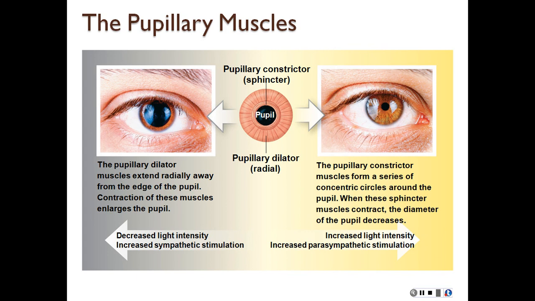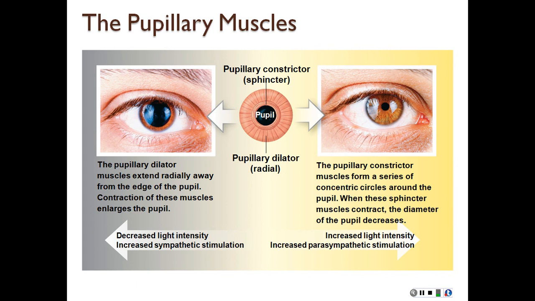Pupillary constrictor and pupillary dilator muscles, and they control the diameter of the pupil. And what I wanted you all to notice is the direction of the muscle fibers. If you look at the picture, I don't know if you all have one close to you, you can see the muscles, how they're arranged.